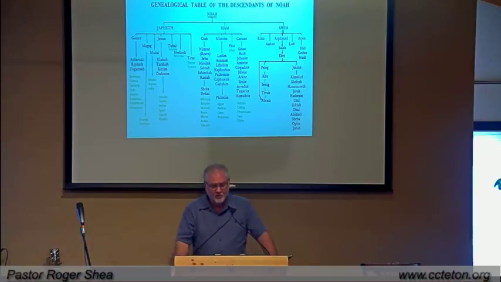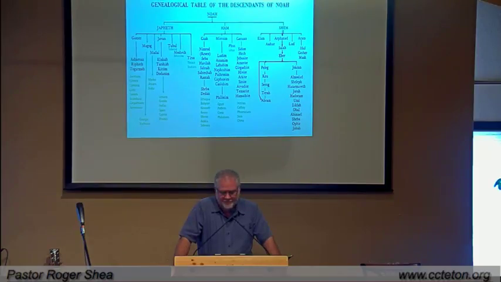Shem was 100 years old and begot Arphaxad 2 years after the flood. After he begot Arphaxad, Shem lived 500 years and begot sons and daughters. Arphaxad lived 35 years and begot Selah. After he begot Selah, Arphaxad lived 403 years and begot sons and daughters.